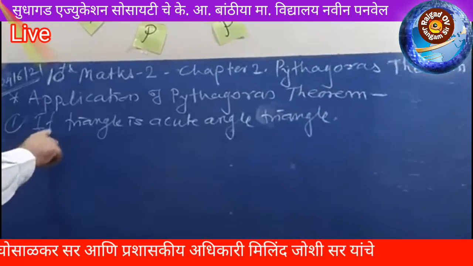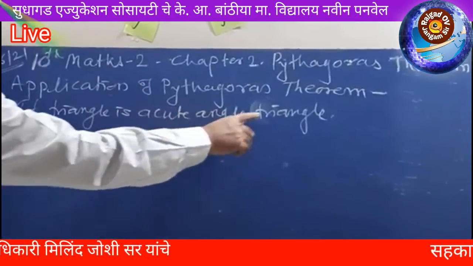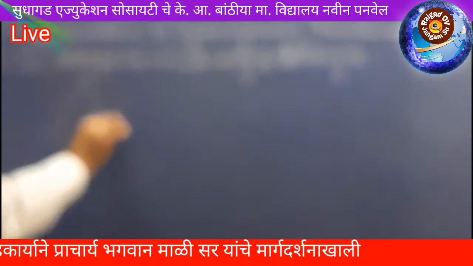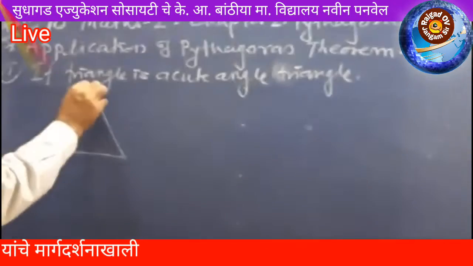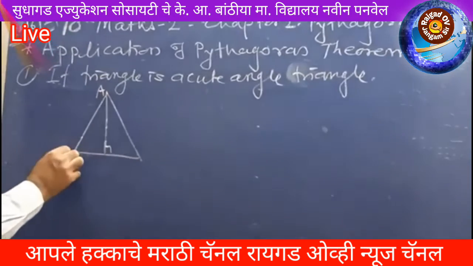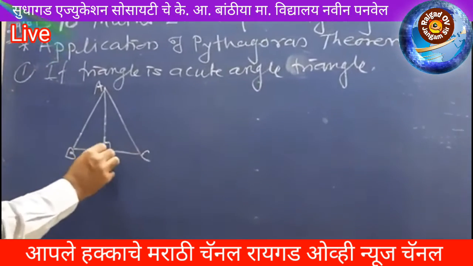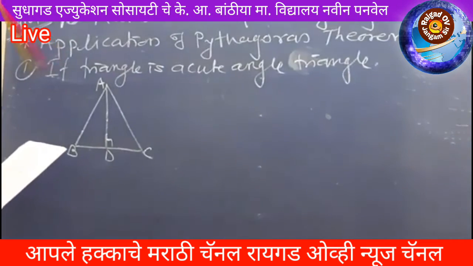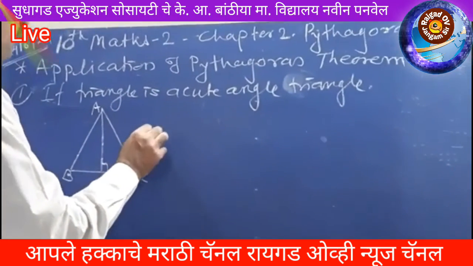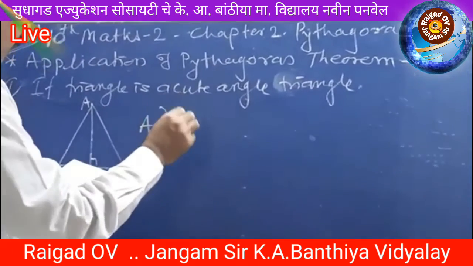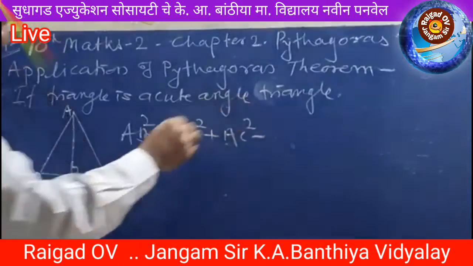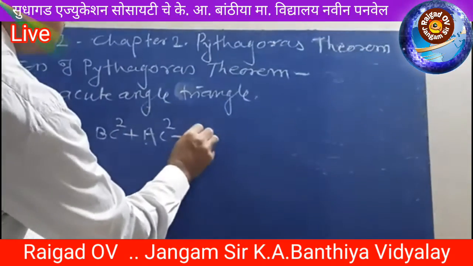First one, if the triangle is an acute angle triangle. Now, if the triangle is an acute angle triangle, then draw this perpendicular segment. This is triangle ABC and AD is perpendicular on side BC. Here we can write AB square is equal to BC square plus AC square minus 2 BC into DC.